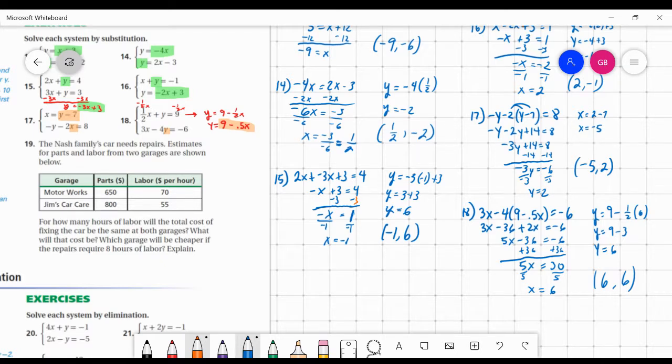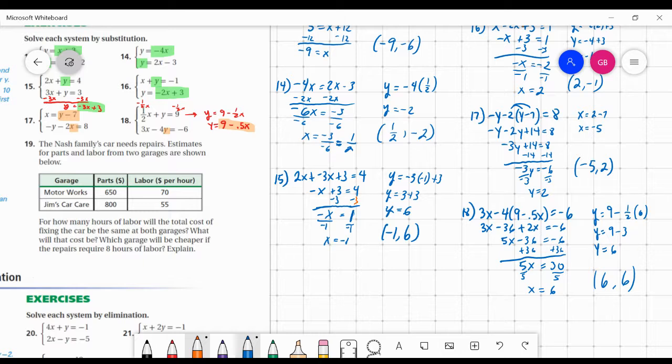The Nash family's car needs repairs. Estimates for parts and labor from two garages are shown below. Parts and then labor per hour. Okay, so we have two different auto shops, Motorworks and Jim's Car Care. For some reason, the parts cost different at each one. Okay, and then the labor is different.